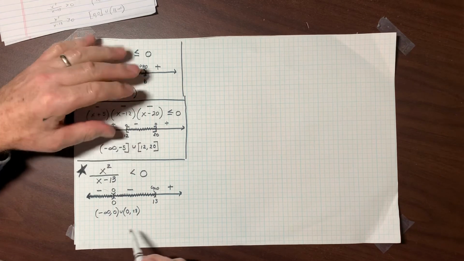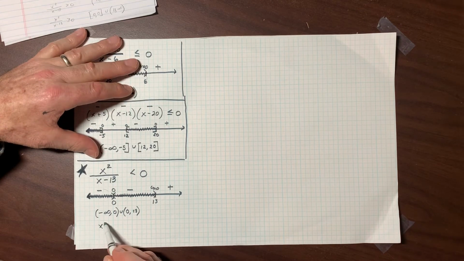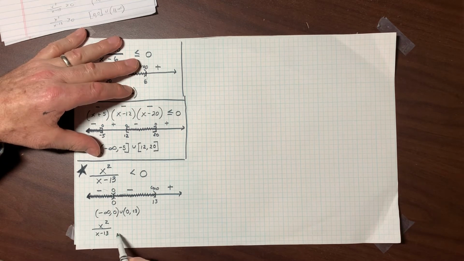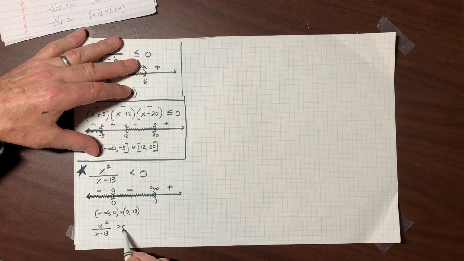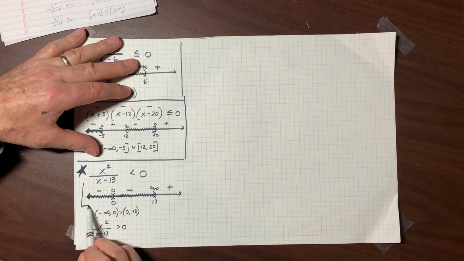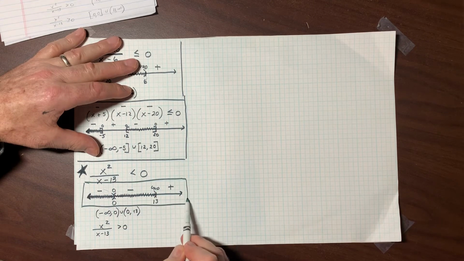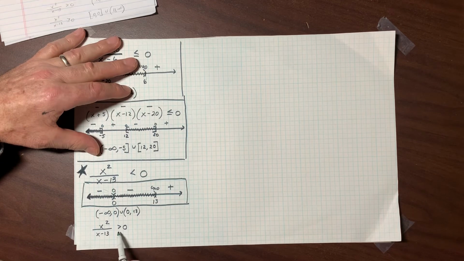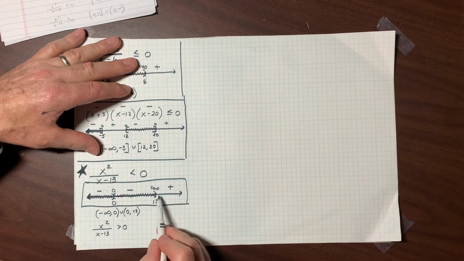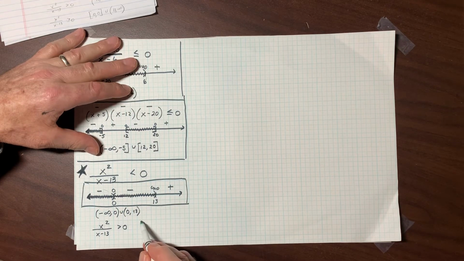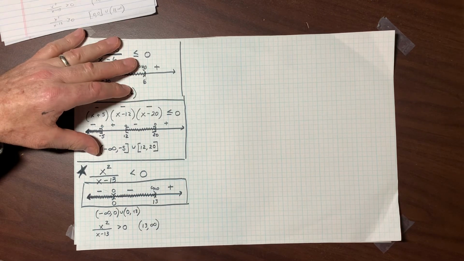Now, what if I did this? Watch. What if I changed the problem to x squared over x minus 13 is, let's say, greater than 0. Okay. We're looking at the same sign line for this problem, but now we want to know when this thing is positive. Well, when is it positive? It's positive over here. So it would be positive from 13 to infinity. So I'm going to say parentheses 13 to infinity is going to be my solution.